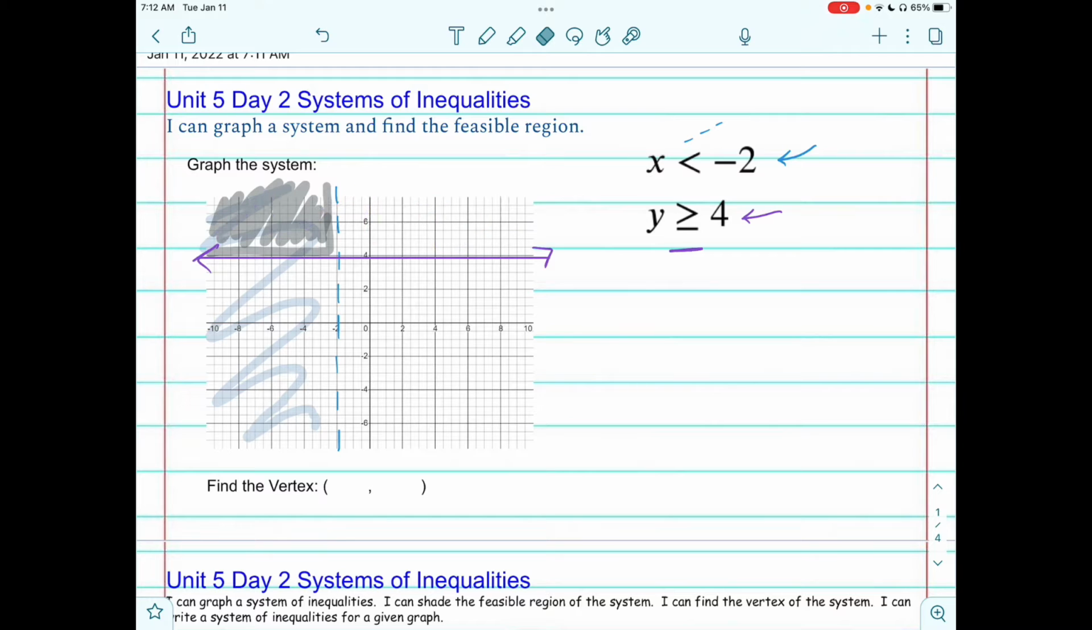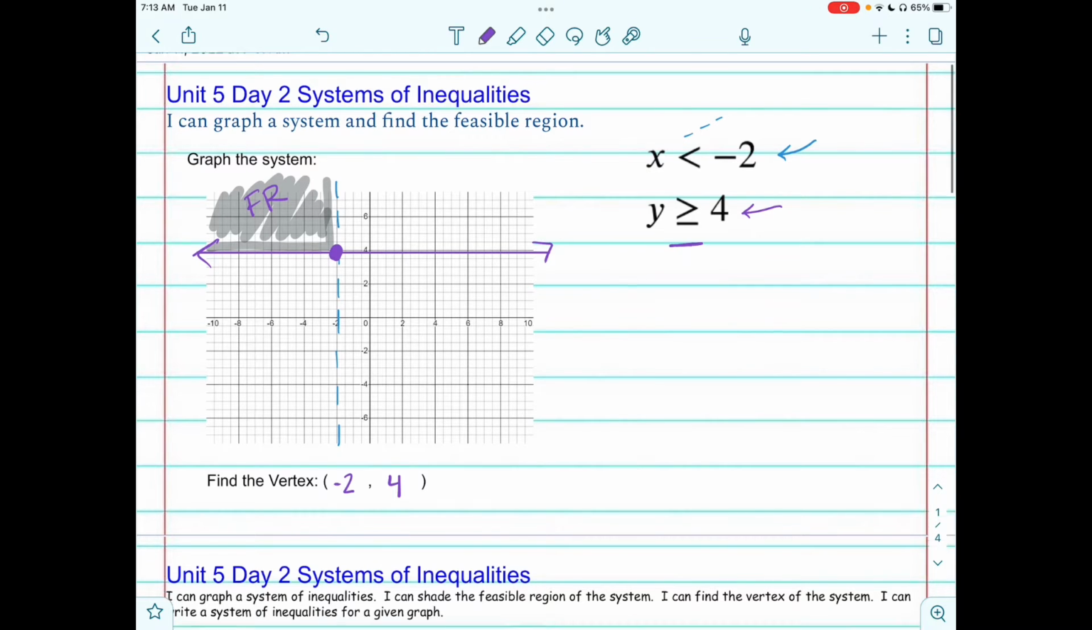I'm going to erase my other stuff. The only thing I want shaded is my feasible region. And then I need to find the vertex. And this one's not too bad. My x value is -2, and my y value is 4. So when you know your x and y, that one's pretty simple. This is your feasible region for this one. Okay, it wasn't too bad.